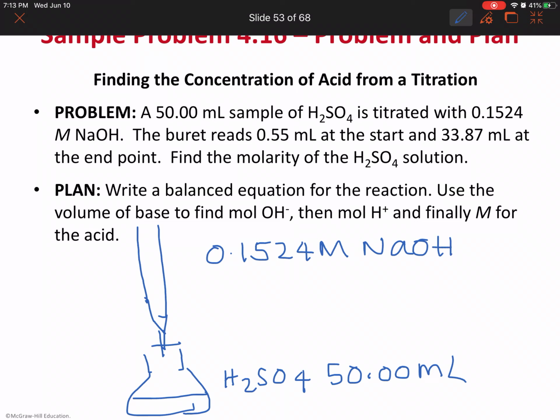The burette reads 0.55, meaning it started at 0.55 milliliters. And then the end point, once hydroxide is being added, it ended at 33.87 milliliters. Now from these two readings, we can find out the volume of sodium hydroxide used for the titration. Okay, and then we know the volume, we also know the molarity. You can find the number of moles. Look at the molar ratio from the balanced equation, and similar to the previous question, we can find out the concentration of sulfuric acid.